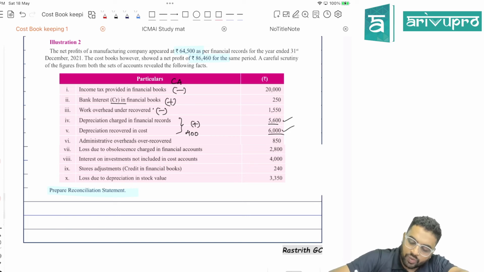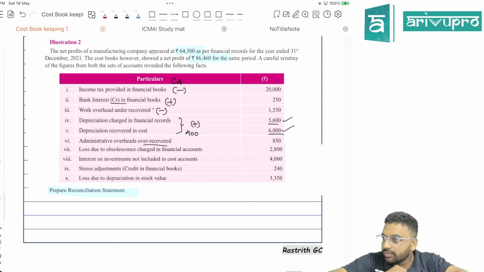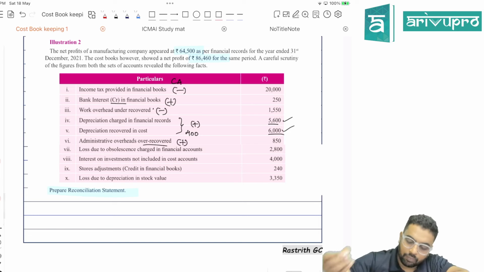Administrative overheads over recovered. Sir, there is some administrative overhead. Over recovery means in your cost you have shown more expense. More expense means less profit. Whereas in the financial books, they showed less expense, which means more profit. So now here also you should increase your profit. So add.